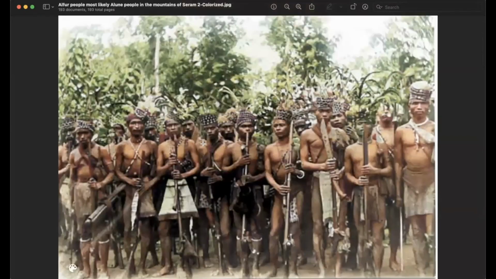And these are the Alfuru people again. Most likely Alune people in the mountains of Seram Island, Seram. All these little islands and regions in the South Pacific Indonesian archipelago, as they call it. As you guys can see, these are the indigenous people there. And these are the people, again, these Sephardic, merchant, Moorish, Jewish pirates, right? Swarthy pirates. These are the ones they were, again, putting under forced labor, sent into Mexico, calling them Chinos.